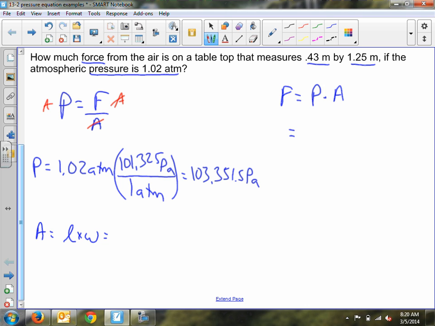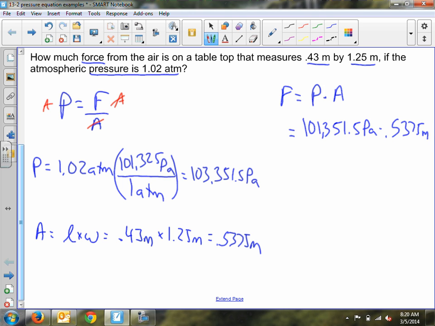As far as area goes, we know that is length times width. So all we have to do is take our 0.43 meters times our 1.25 meters. And if we do that, 0.43 times 1.25, you should get 0.5375 square meters. And now we're ready to insert that into our equation. Pascals, 103,351.5 times our area, 0.5375 square meters.